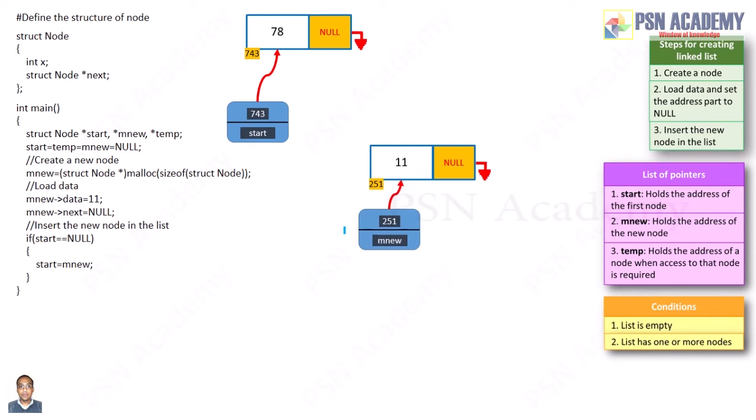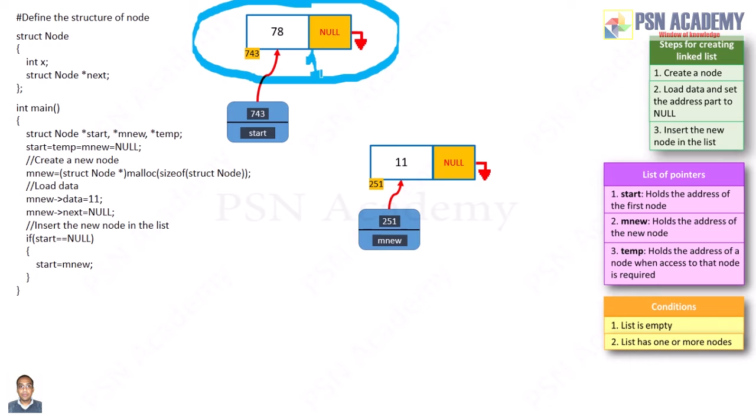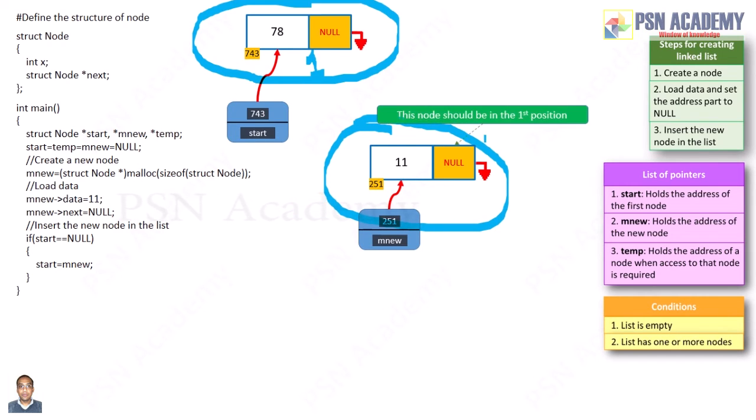Okay, so we have the mNew here, which is pointing to the address 251, and this node should be added in front of this list. So this is the existing list here that is having this node as node number 1. Now when we add this node in front of this node, then this node should be in the first position, right? So this will be the position number 1, and this one will become 2.